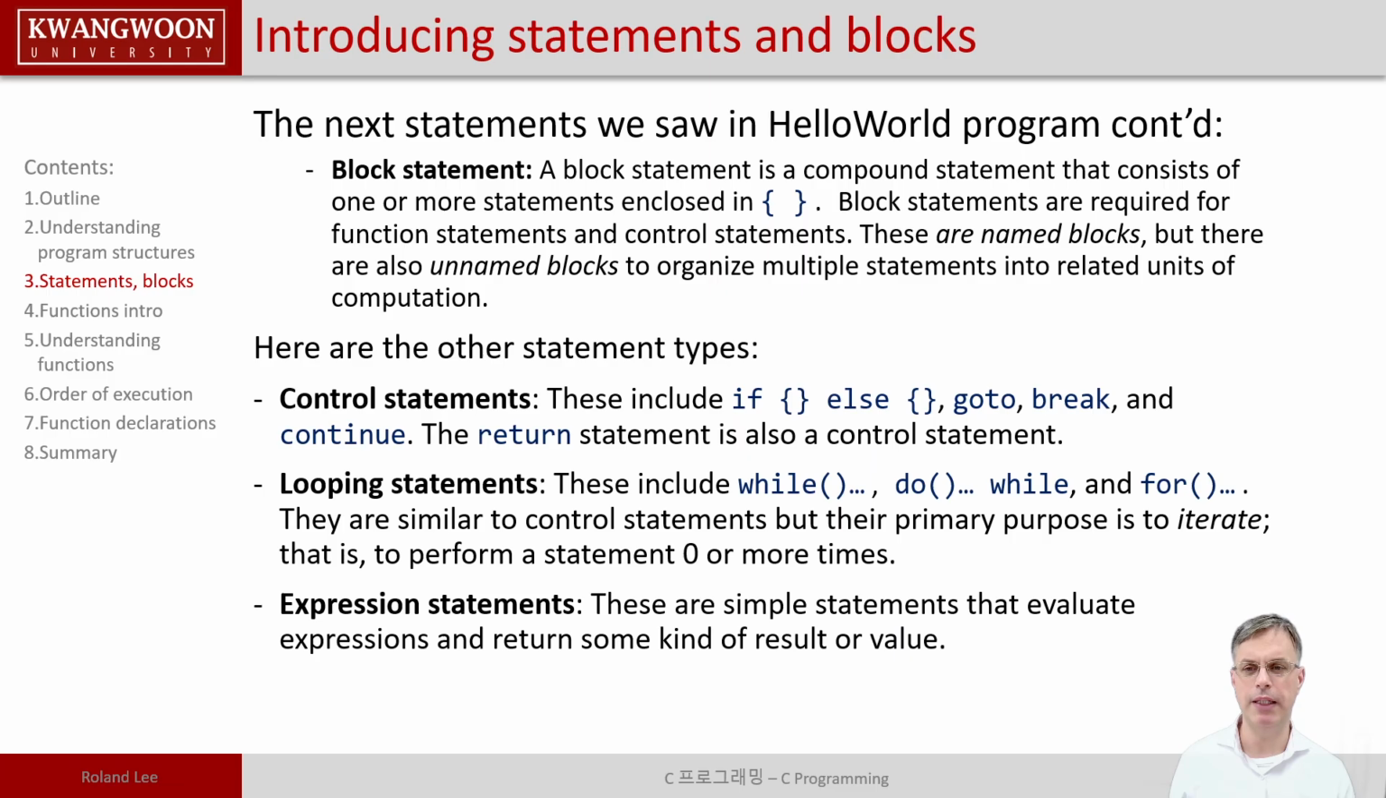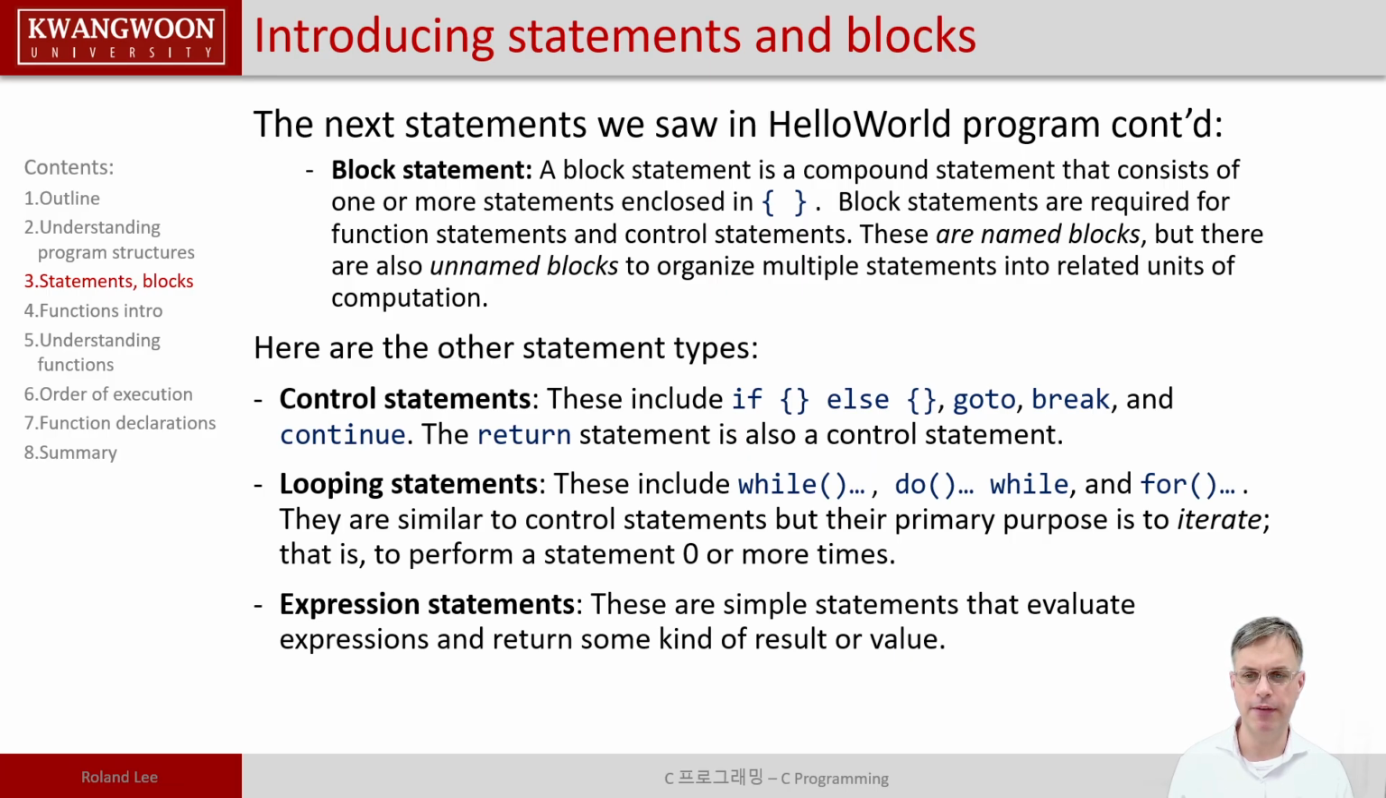For completeness, here are other statement types that we will encounter later on. Control statements include if, else, goto, break, and continue. The return statement is also a control statement, like a function call statement. These change the order of execution of statements within a function. Each has a well-defined structure.